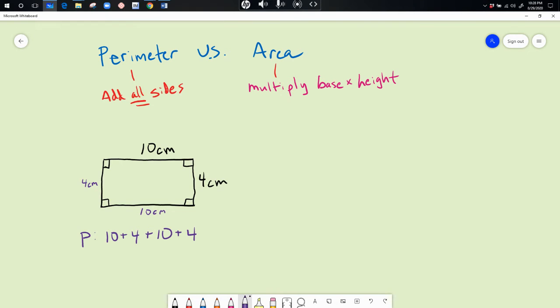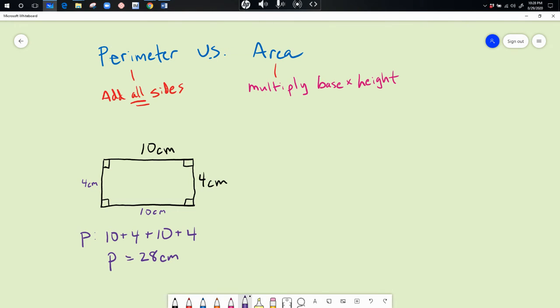So 10 plus 4 plus 10 plus 4 equals 28. 28 what? 28 centimeters. Okay, so the perimeter means you just add up all the sides. It's just the length of something.